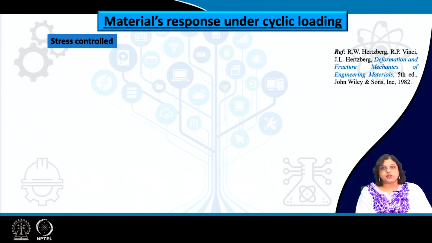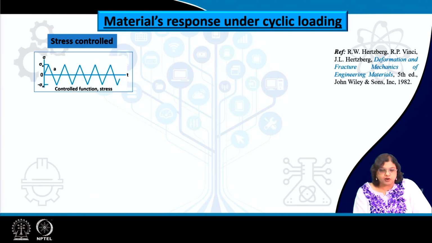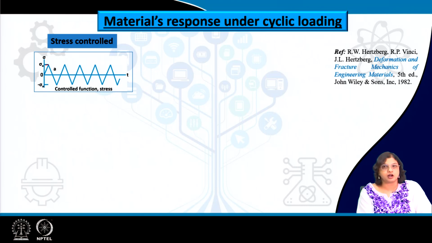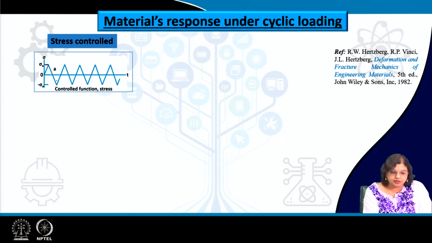So, in case of the stress controlled one, so far we have seen about the stress control. So, let us talk about this first. The stress controlled one means that we are applying stress of certain magnitude, which is known to us. We are asking the machine to apply a stress value of, let us say, plus 100 MPa and minus 100 MPa, and then again plus 100 MPa and minus 100 MPa, and we keep on repeating this for n number of cycles, right.